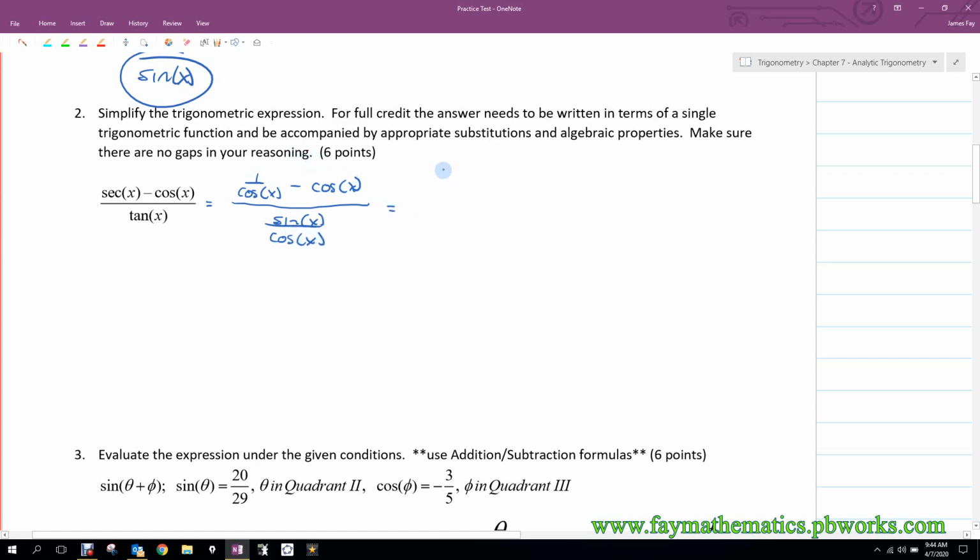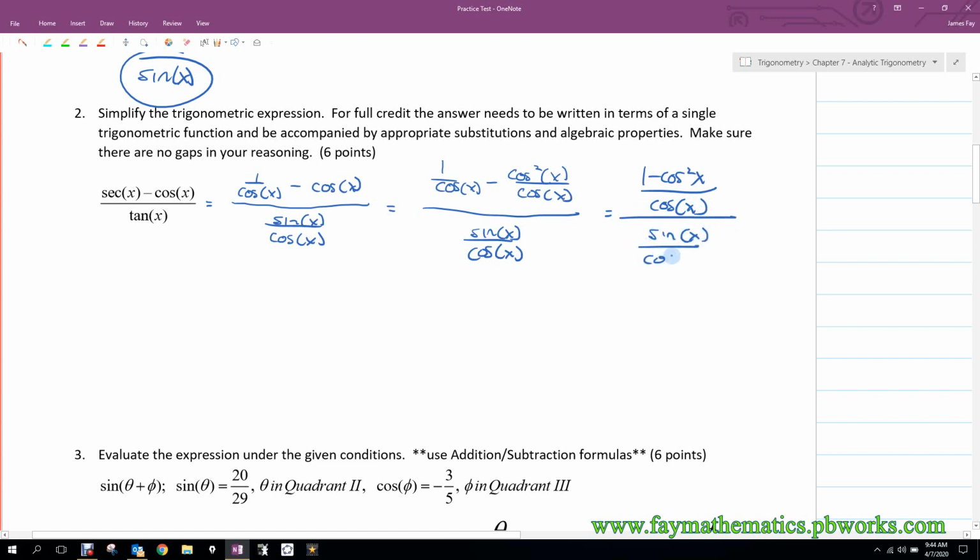I'll make a common denominator here. This will be cosine x. So this will give me 1 over cosine x minus cosine squared x over cosine x, all over sine x cosine x. This becomes 1 minus cosine squared x up top, cosine x on the bottom, over sine x cosine x.